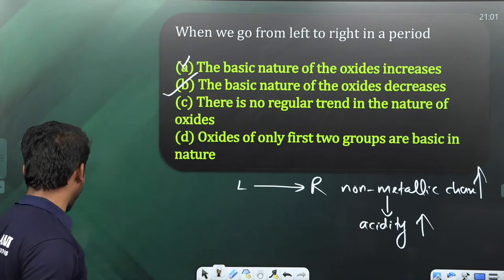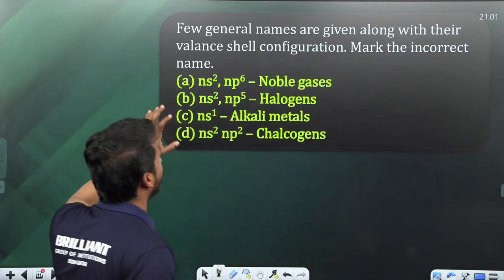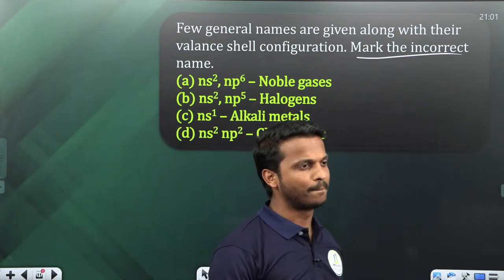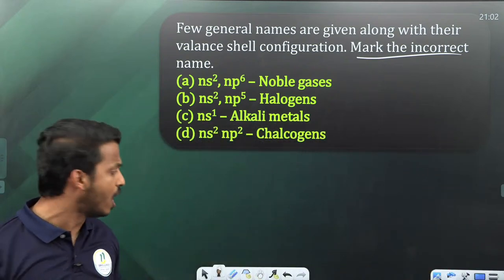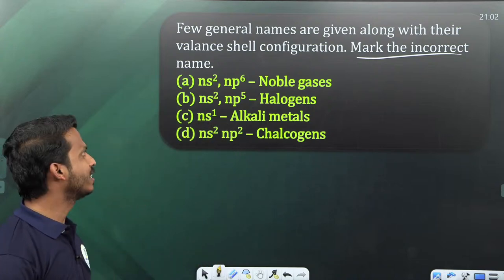Option B is the answer. Then a few general names are given along with their valence shell configuration. Mark the incorrect name. Some general electronic configurations are given here. Which one is wrong? What is the answer?